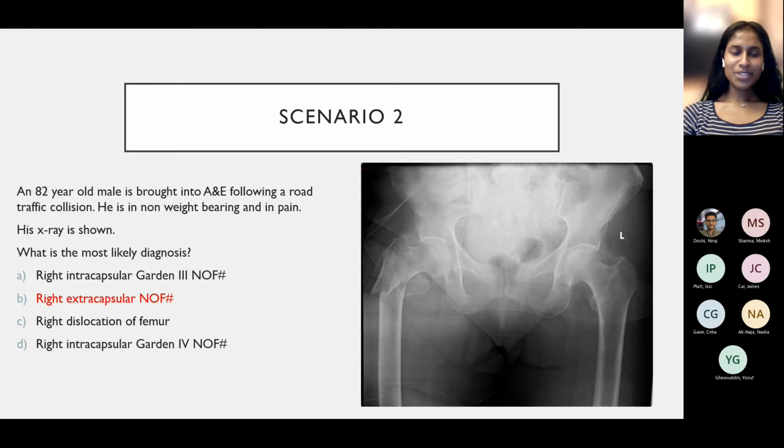Okay. So it is actually B. Yeah, nice one, Niraj. C, budding orthopedic. So of course you've got it right. Right extracapsular neck of femur fracture, right?